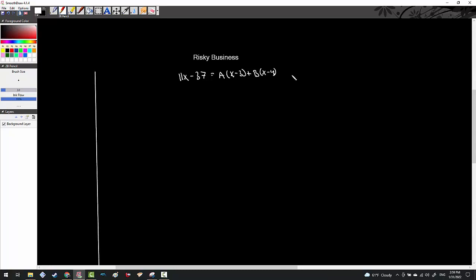We have to keep in mind here that what we're doing is trying to solve for a and b, which means x is largely a constant here. And so that means I can let x equal whatever I want. So on this side of the problem, underneath the a, I'm going to say let x equal 3. And what that does is it allows the a portion to disappear and only the b portion to survive. So if I let x equal 3, I get b times 3 minus 4, which is negative 1, equals, and again I let x equal 3, so that's 33 minus 37. So negative b equals negative 4, so b equals 4 just the same.